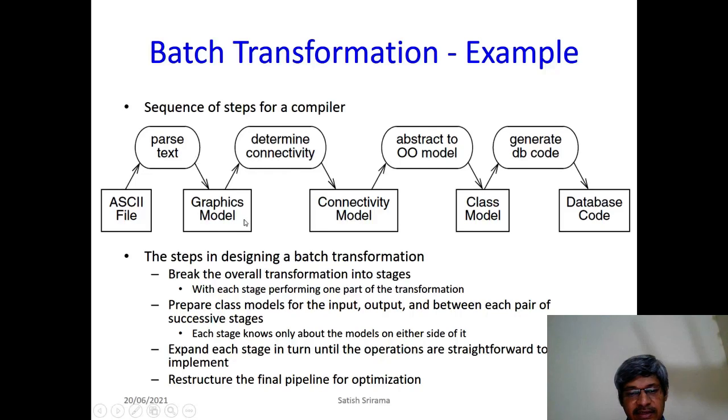Expand each stage in turn until the operations are straightforward to implement. So you may, for example, expand a particular stage further until everything becomes clear, until the operations to be performed are straightforward. We may also have to restructure this pipeline for specific optimization purposes. So this is batch transformation.